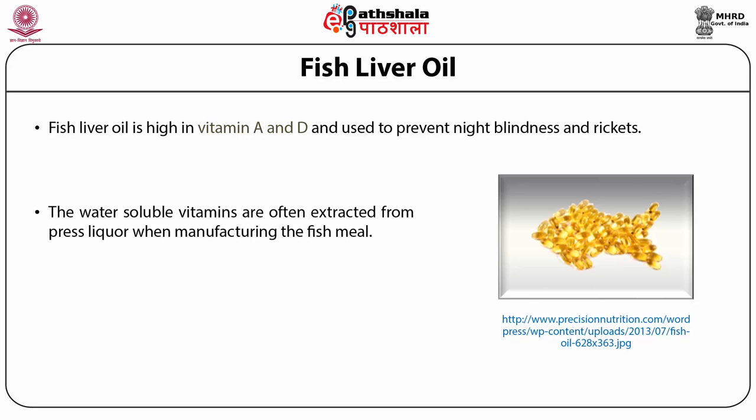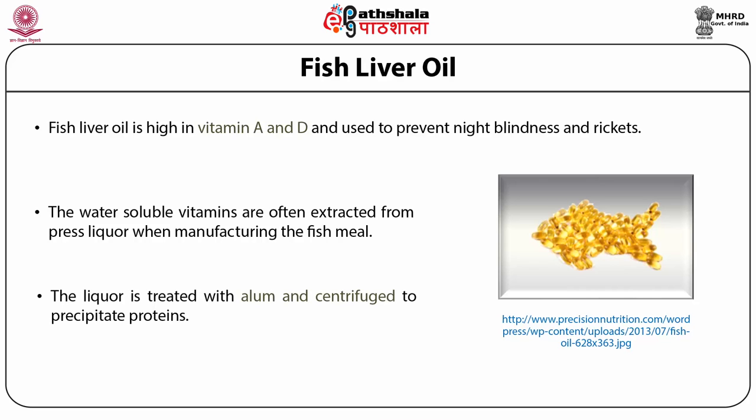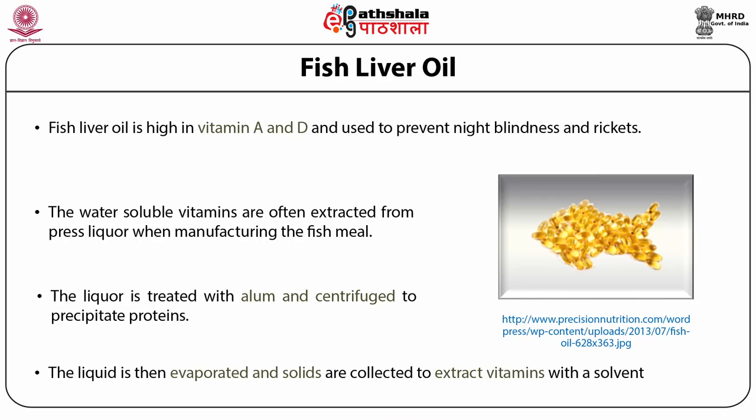The water-soluble vitamins are often extracted from the pressed liquid when manufacturing the fish meal. The liquid is treated with alum and centrifuged to precipitate the protein out of it. The liquid is then evaporated and solids are collected to extract the vitamins with solvent extraction. Thereby, the oil extracted is stored at a temperature below 30 degrees centigrade so as to prevent evaporation losses and subsequent degradation of the bioactive components present in the oil, like squalene.